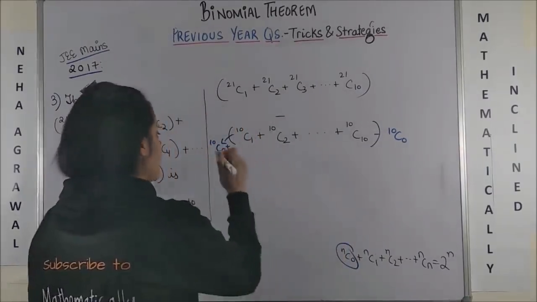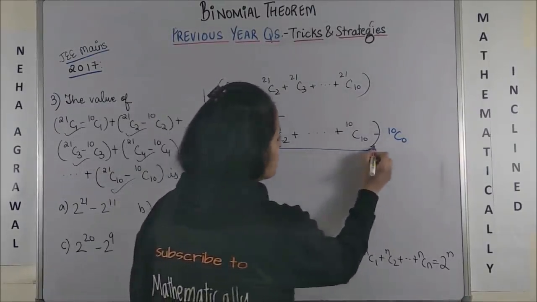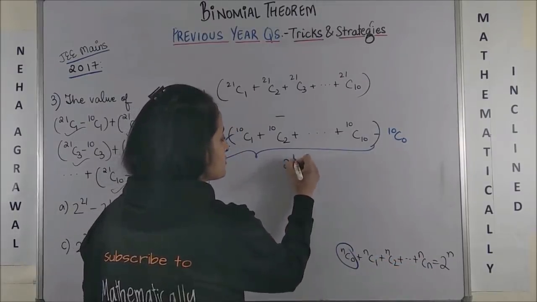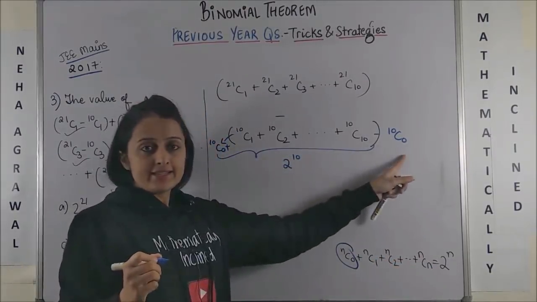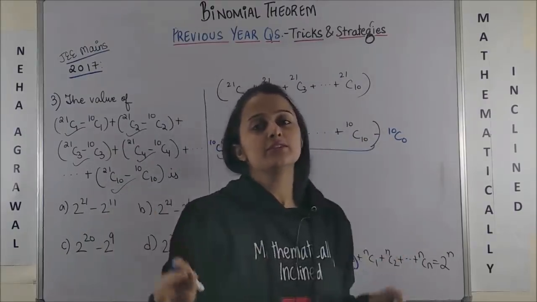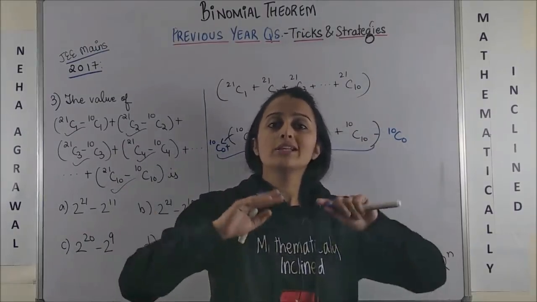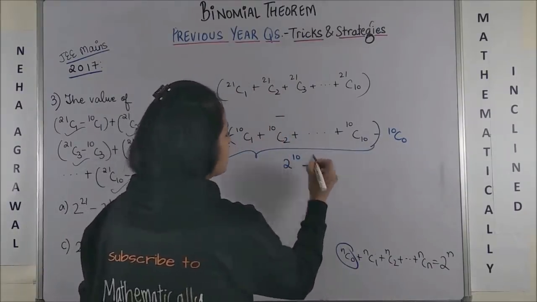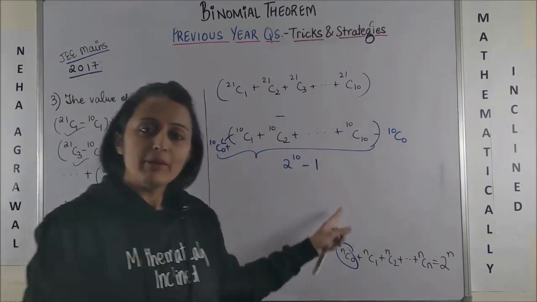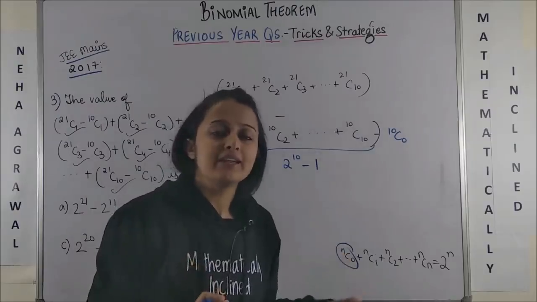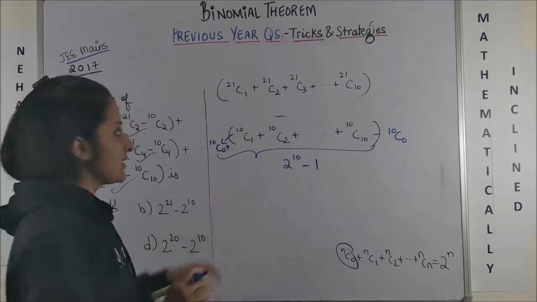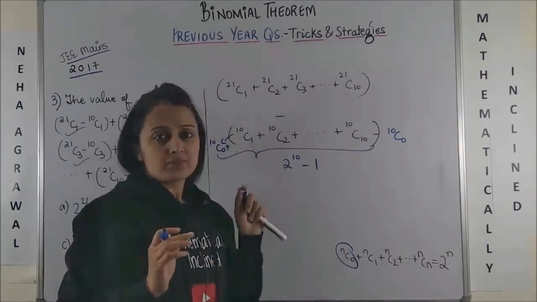So this portion becomes 2 raised to power n, that means 2 raised to power 10, and 10C0, we all know nC0 is always 1, and nC1 is always n. So nC0 is 1. That means my second bit has become 2 raised to power 10 minus 1. Now, moving to the first one, here a lot of terms are missing.